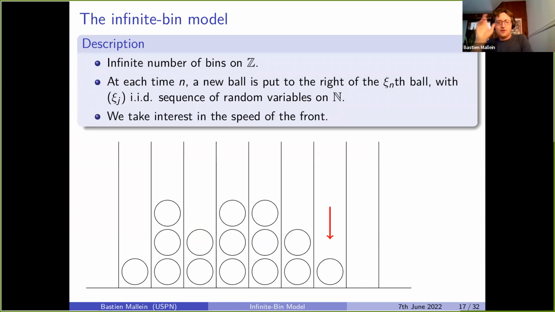Okay, here. And now we take interest in the speed of throughput. So you see that as time evolves, you will add new balls in previously empty bins. So over time, you expect that the position of the rightmost ball will drift to the right at some linear speed again. And what I'm claiming is that the speed of this infinite bin model will be related to the function C of P in my Barak-Erdos graph.